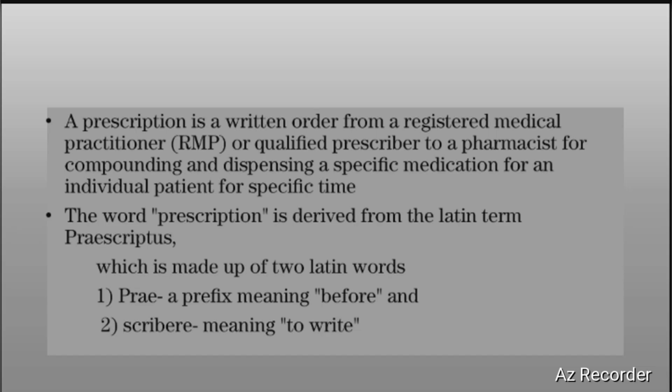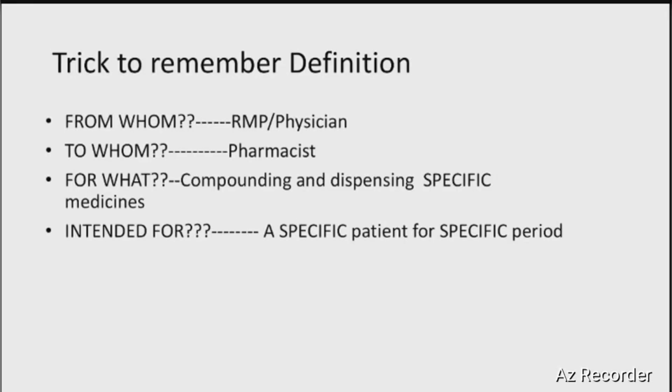Now, next we will see a tip to remember the definition. From whom is the prescription given? It is given by the physician or the RMP. To whom is it given? It is actually given to the pharmacist. For what? Compounding and dispensing specific medications. And intended for whom? A specific patient for a specific period of time. So this is a very important trick: from whom to whom, for what, intended for. If you break down the definition this way, it will be easier to remember.